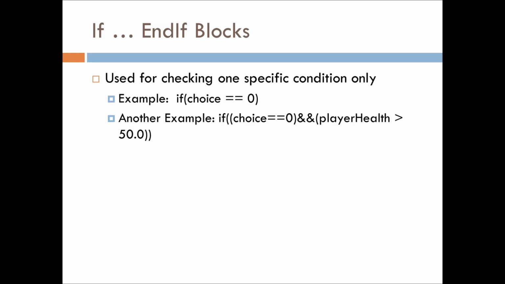It's used for checking for one specific condition only. So if choice is equal to 0, going back to our choice example, here's another example showing multiple expressions at play. If choice is equal to 0 and player health is greater than 50.0, that's also another valid one that checks only for one condition. And there would be an end if at the end of those, because that's how you designate a block ending.